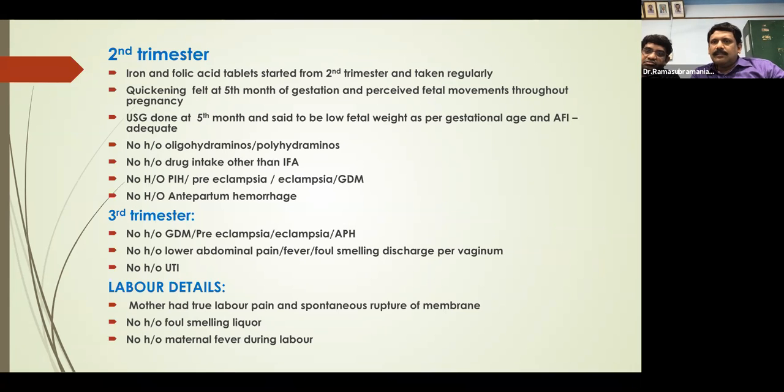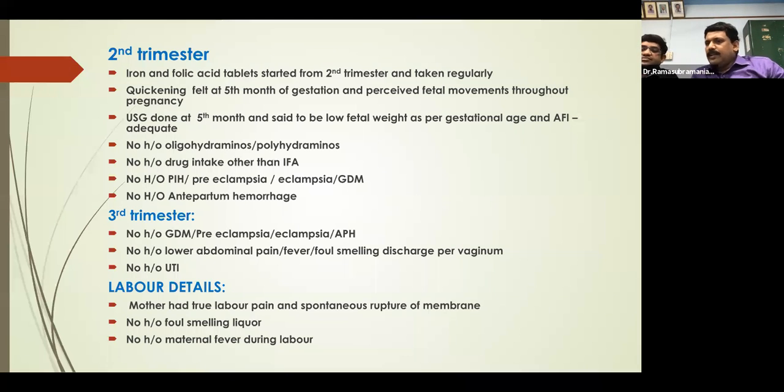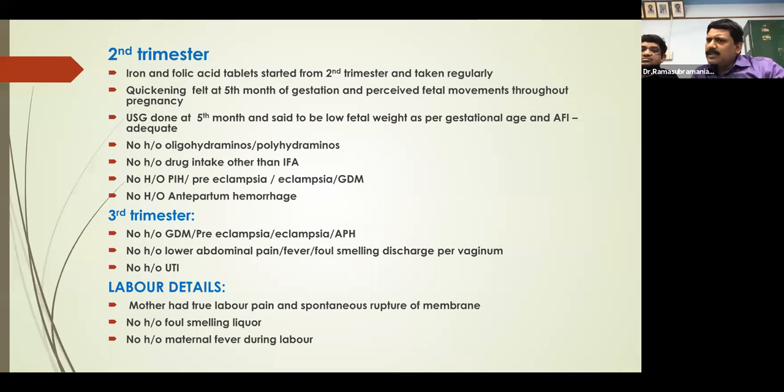Ultrasound here you said ultrasound done at 5th month showed low fetal weight as per the gestational age. What do you call that? How do you call that condition? It should be IUGR, sir. Intrauterine growth restriction. Okay. So mostly asymmetric IUGR maybe. Why do you say it's asymmetrical? How do you classify IUGR? What is IUGR?